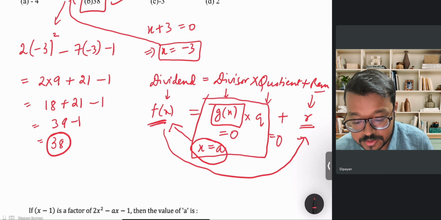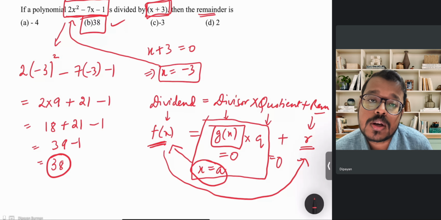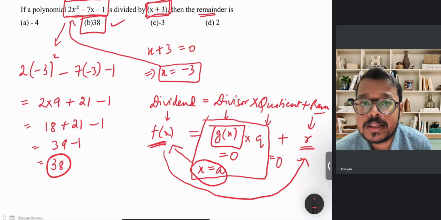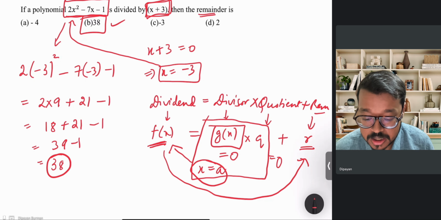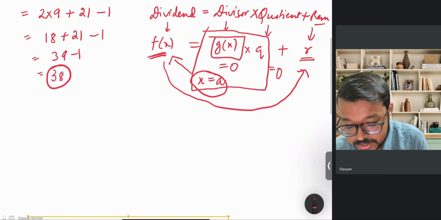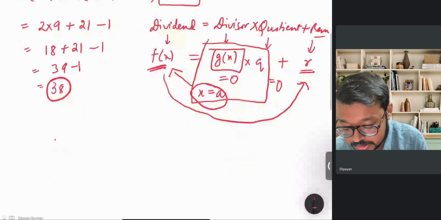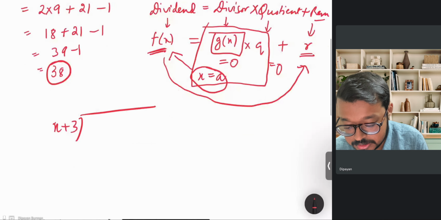Now suppose I was interested in actually verifying that this is true, let us also brush up our concept of long division of polynomials, because if we do that, we will still find the remainder. But with long division, as the name suggests, it might be a lengthy process. So as a shortcut, we apply the remainder theorem when we are only interested in finding the remainder. Now let's look at doing the division. The divisor was x plus 3, and the dividend is 2x square minus 7x minus 1.